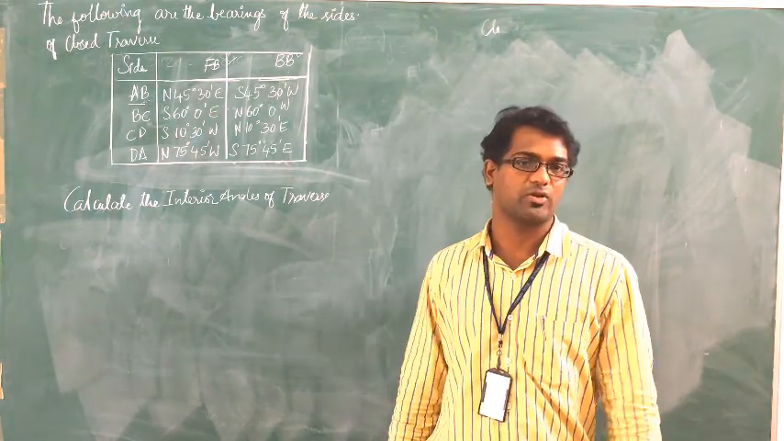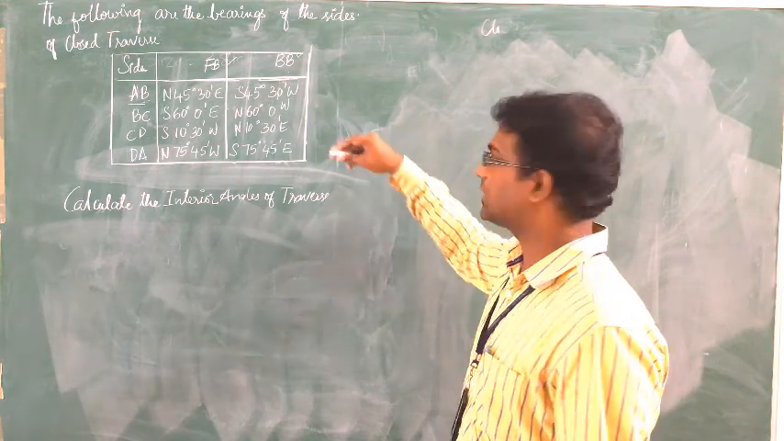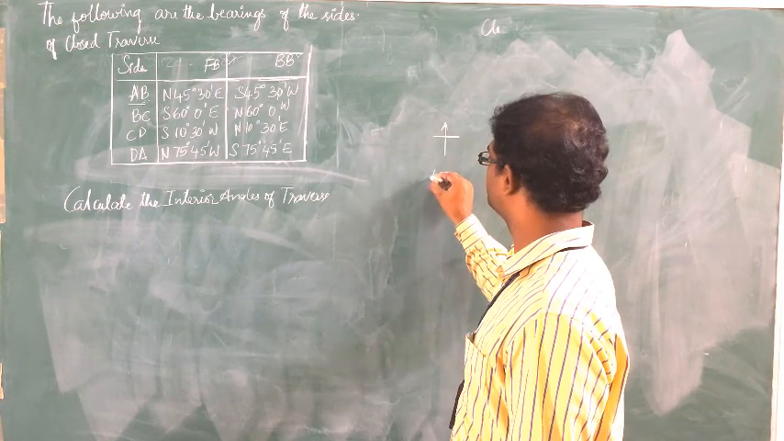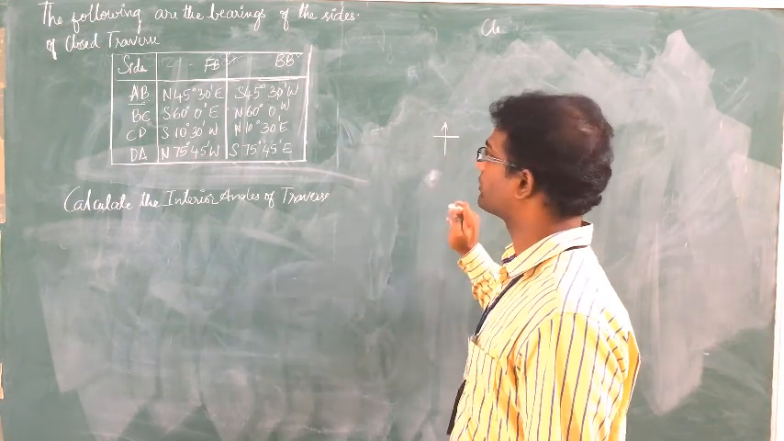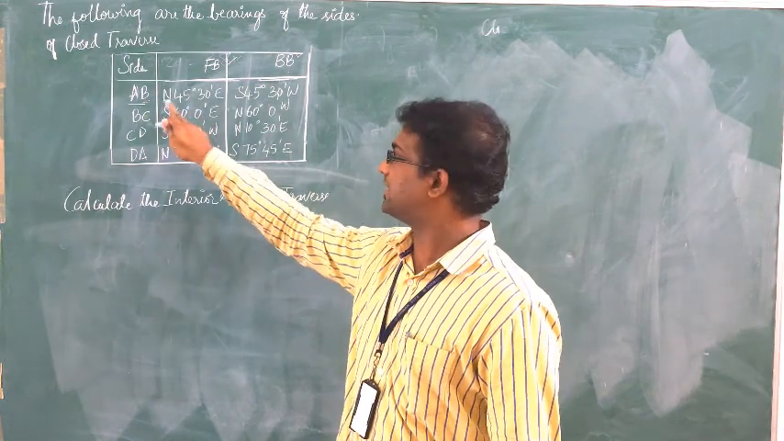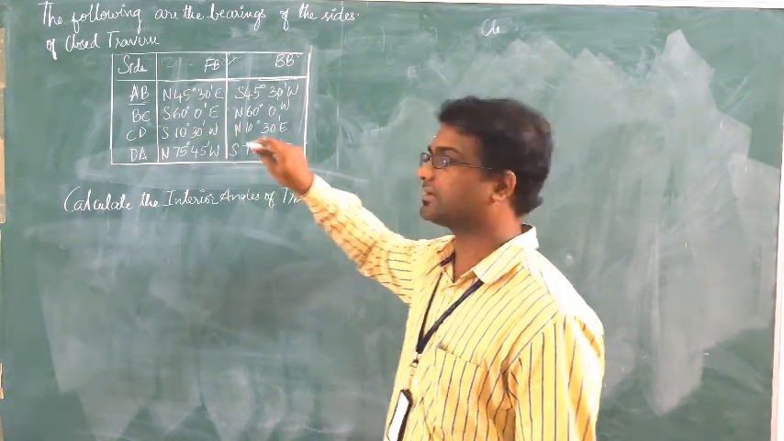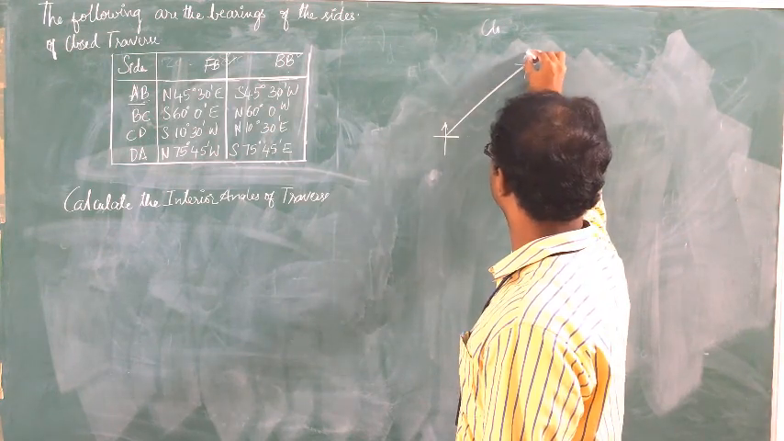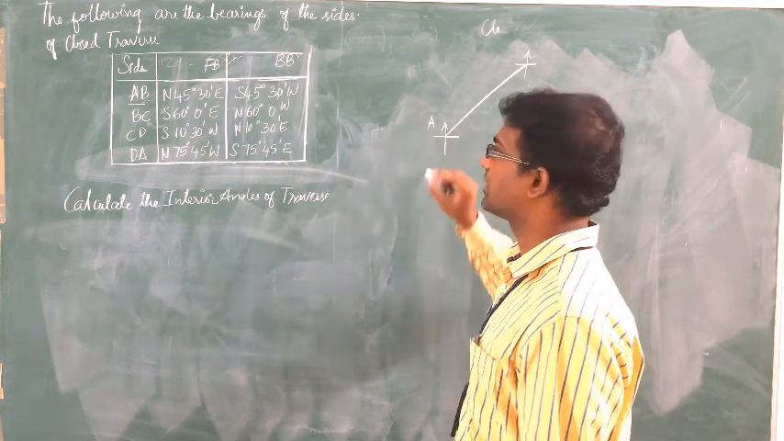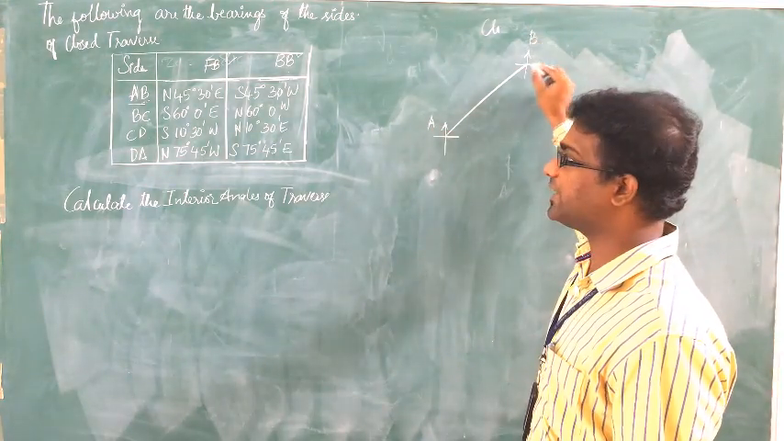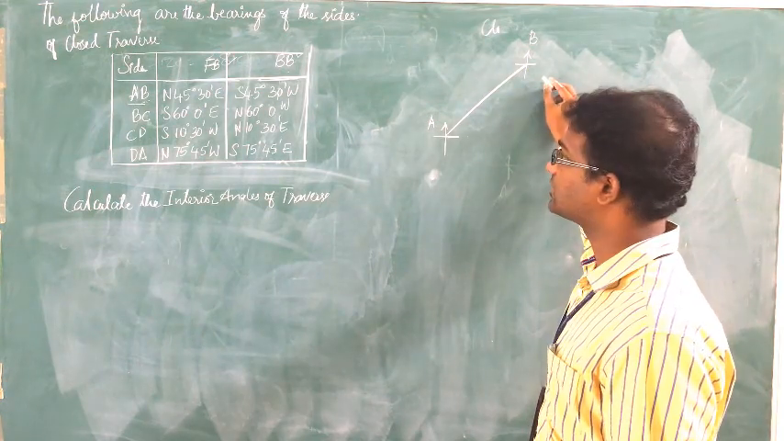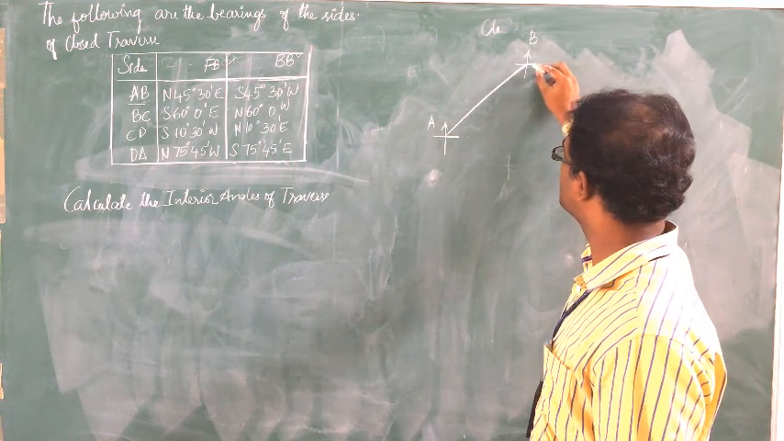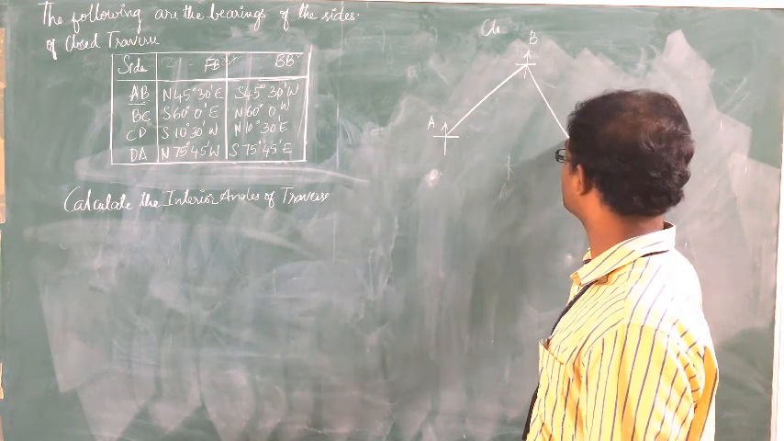So let us plot this closed traverse. So we'll start with station A. From A to B, it is north 45 degrees 30 minutes west. North, it is 45 degrees. This is A. Now this is your B. From B to C, it is south 60 degrees east. This is south and this is east. This is 40. Then it is approximately like this.